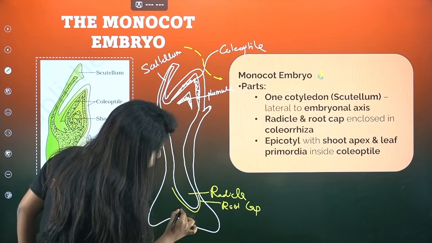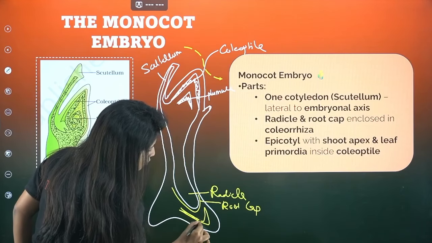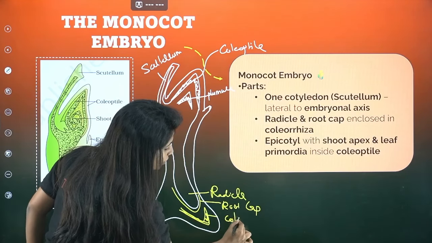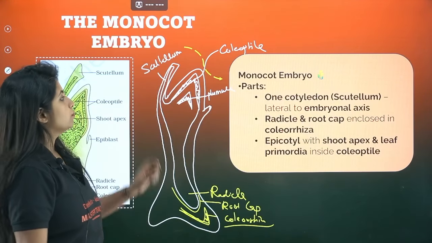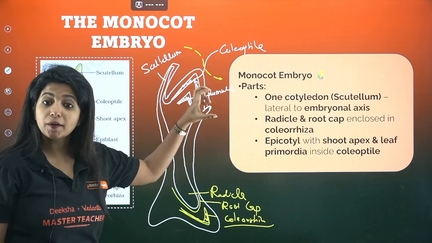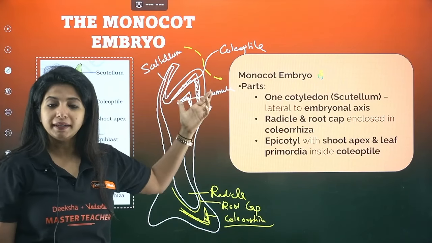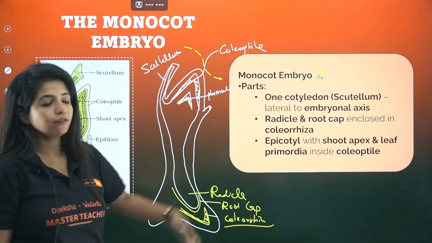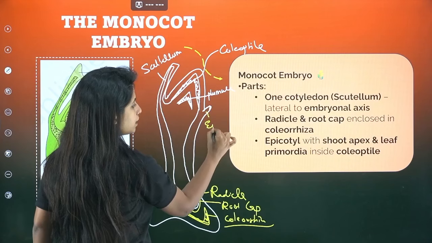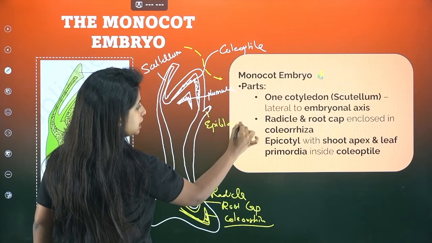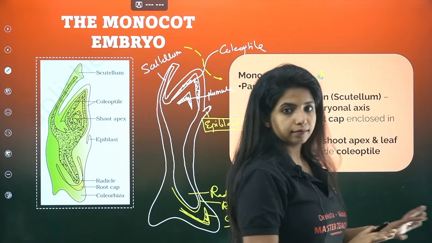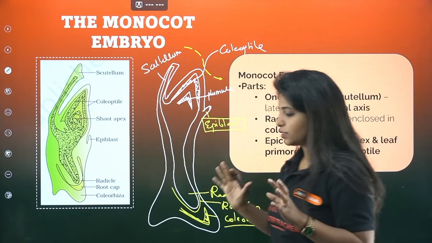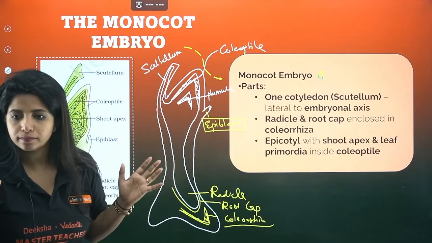Now you make one more triangle like this, and then you have formed what? The coleorhiza as well. And that's how you did it. Now, one cotyledon is there, another cotyledon also tries to form, but it is not able to completely form itself. It is known as epiblast, and that is being mentioned in your NCERT. It is a rudimentary cotyledon that tries to form itself. Done. This is the monocot embryo which you need to know.